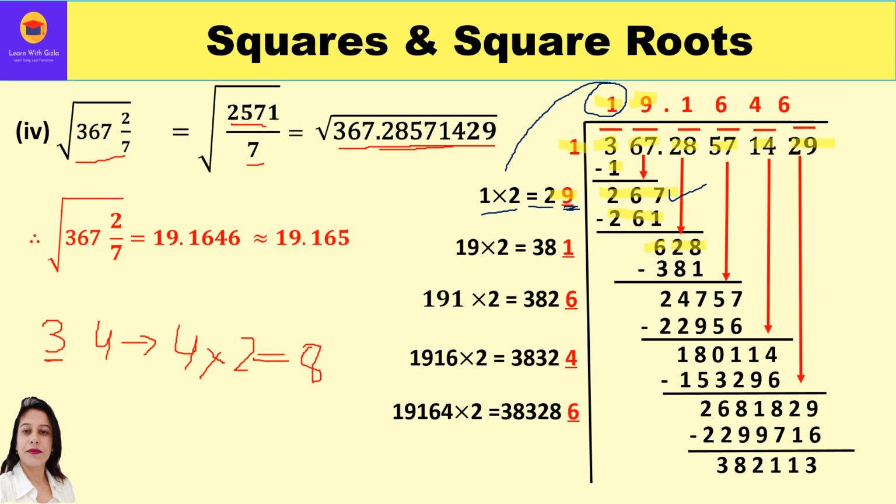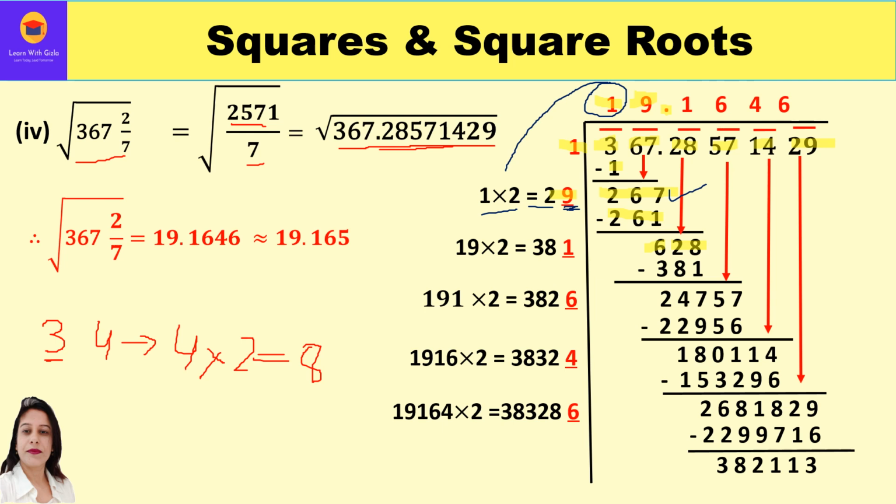So what we will do in the quotient after 9 we will put a decimal point, indicating that now we are finished with the whole number part and we are starting with the decimal part. So this is the basic reason we put a decimal point over here, right? Now 628 is the dividend.